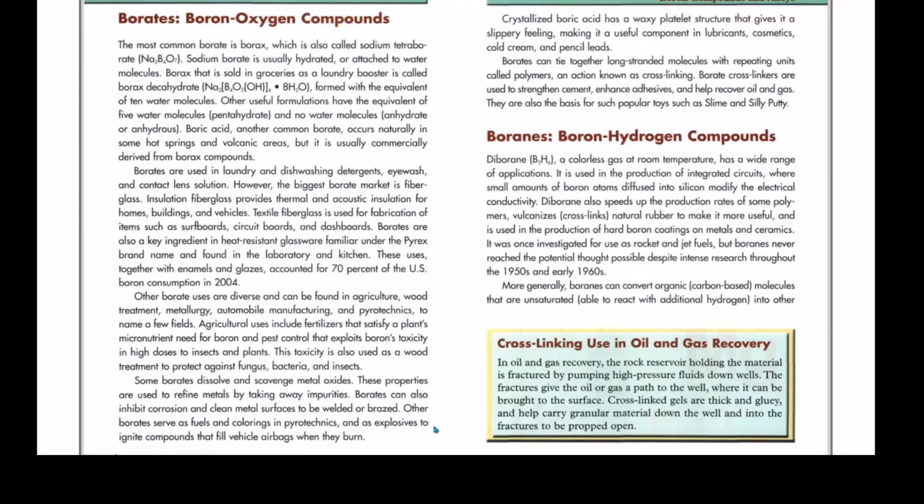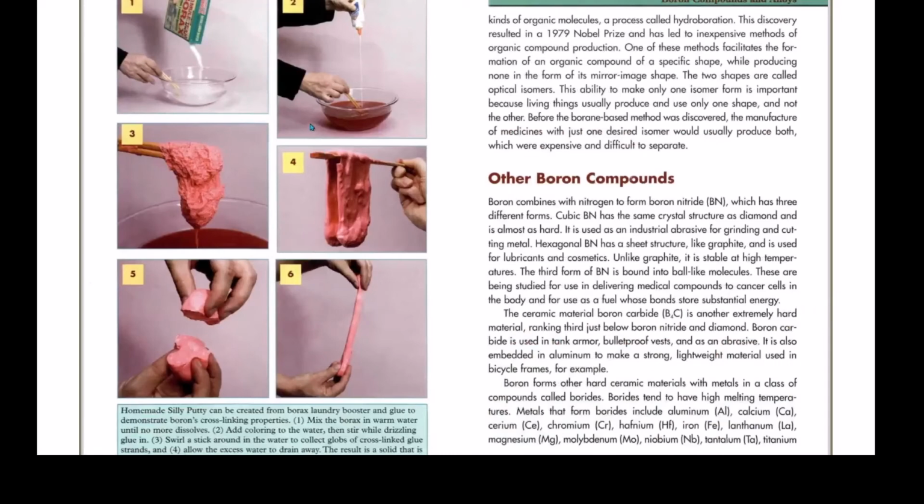Cross-linking use in oil and gas recovery. In oil and gas recovery, the rock reservoir holding the material is fractured by pumping high-pressure fluids down wells. The fractures give the oil or gas a path to the well, where it can be brought to the surface. Cross-linked gels are thick and gluey and help carry granular material down the well and into the fractures to be propped open.